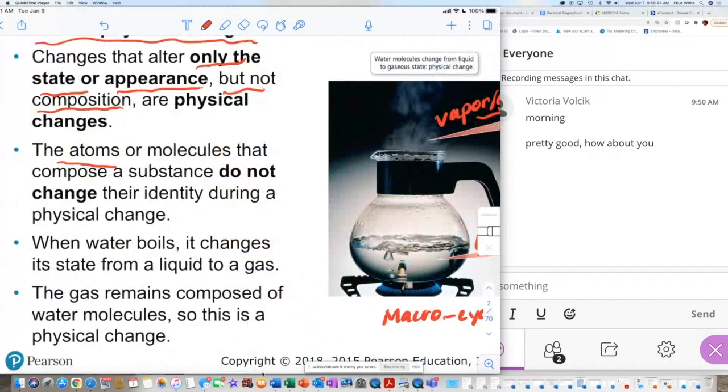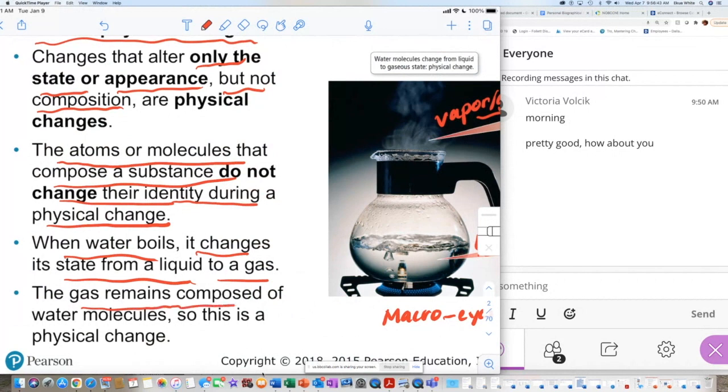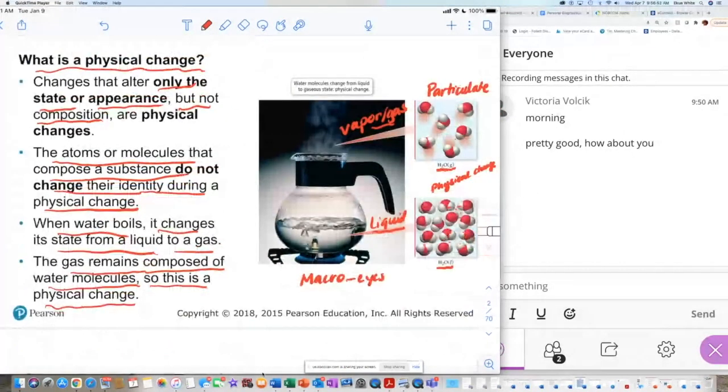So we're told here, atoms or molecules that compose a substance do not change their chemical identity during a physical change. So the chemical itself does not change, just the spacing changes. When water boils, it changes from a liquid state to a gas state. The gas remains composed of water molecules. So this is just a physical change. I'm adding the word just to emphasize that just because you're seeing a difference doesn't make it a chemical reaction.